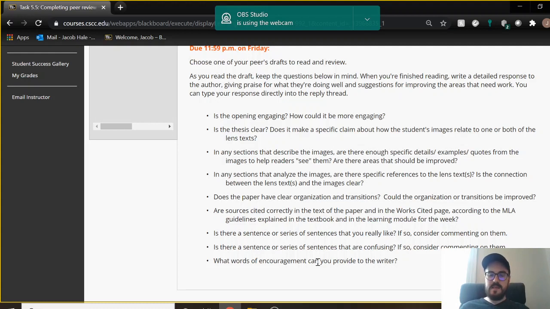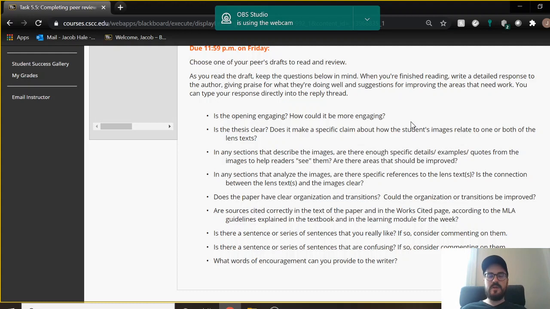So for instance, let's just use this one as our example. This asks, is the opening engaging? Well, if your peer doesn't have an opening to their paper, obviously you can't provide them feedback on it. But I'd still like you to write something here. You can just write, my peer doesn't have an intro yet, so I couldn't provide feedback. And that way I know that you did all that you could, that you looked for the intro, you tried to provide feedback, you just couldn't. If you don't provide an answer to all of these things, you will lose some points.